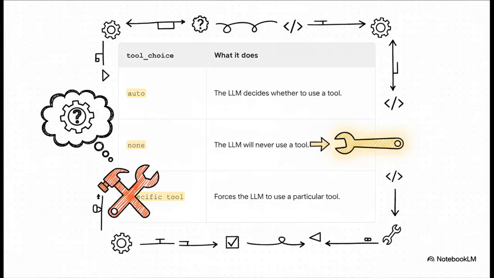And as the developer, you have total control over this behavior. You can set the tool choice parameter to auto and just let the LLM decide, which is what we just saw, but you could also set it to none to stop it from using any tools, or you can even force it to use one specific tool for a particular query. You're in the driver's seat.